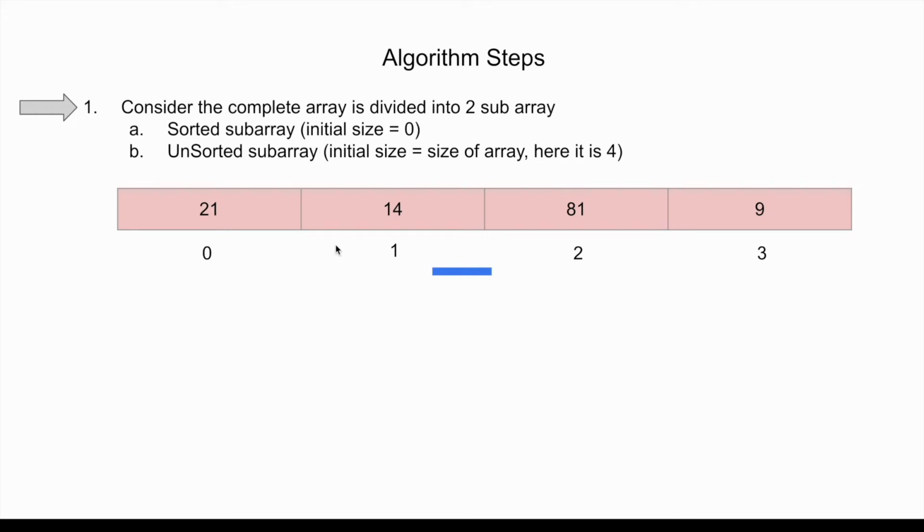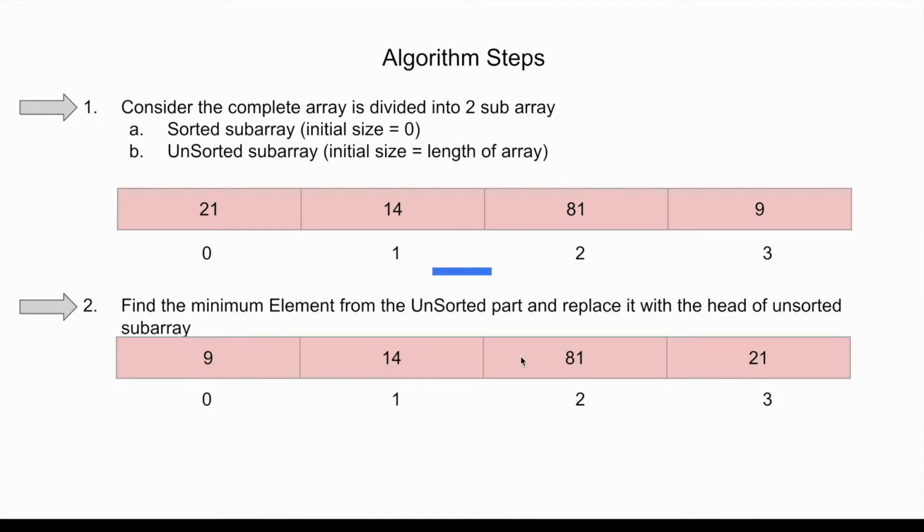So let us see what are the steps of the algorithm. Step number 1. You should consider the complete array is divided into two subarrays. A. Sorted subarray. B. Unsorted subarray. Let the initial size of the sorted subarray be equal to 0 and the initial size of the unsorted array be equal to the size of the array. For example, here it is 4.